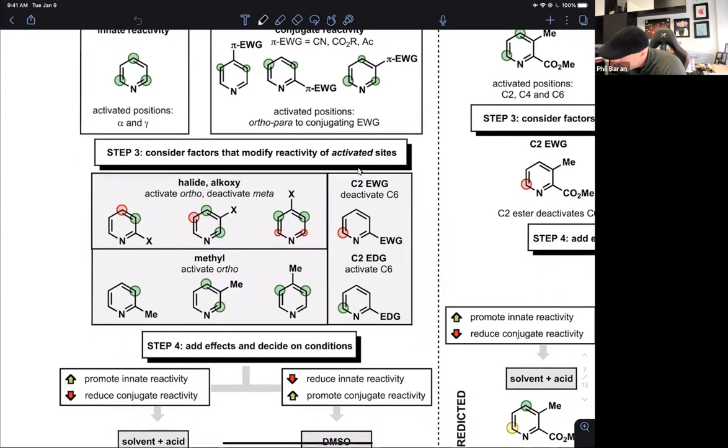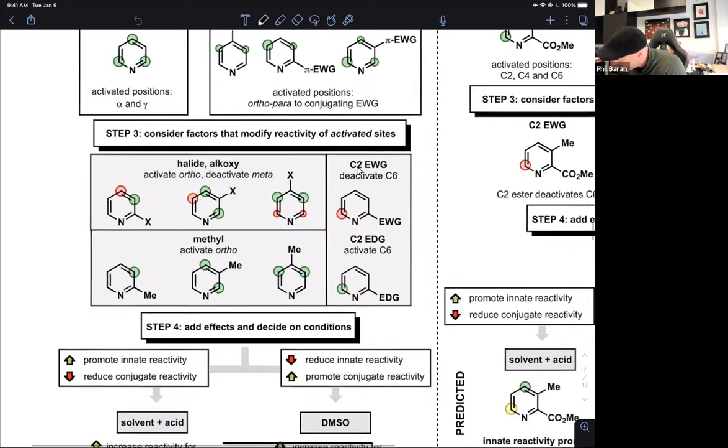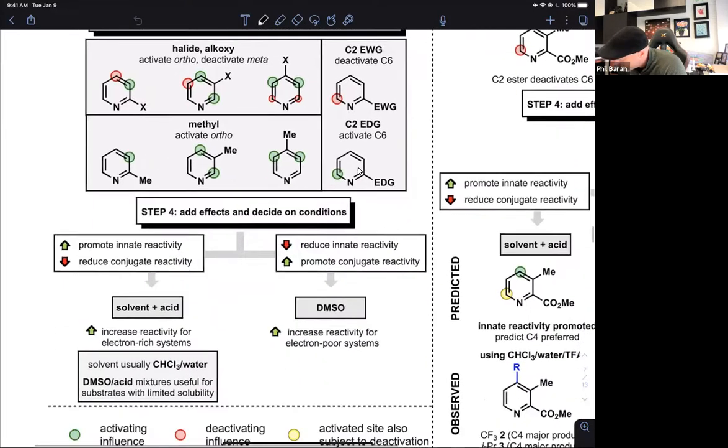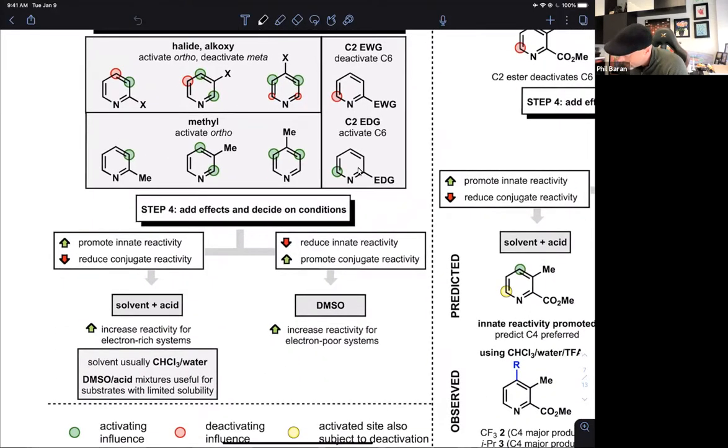Then you want to look at step three, which is the sites that are activated as a consequence of electron donating or neutral groups, such as a halide or a C2 electron withdrawing group, a C2 electron donating group, or a methyl group. Then you add the effects together and you decide on your conditions, whether you're going to promote the innate reactivity by adding acid, or whether you're going to reduce the innate reactivity incurred by the nitrogen of the pyridine and promote the conjugate addition reactivity of the substituent in something like DMSO.